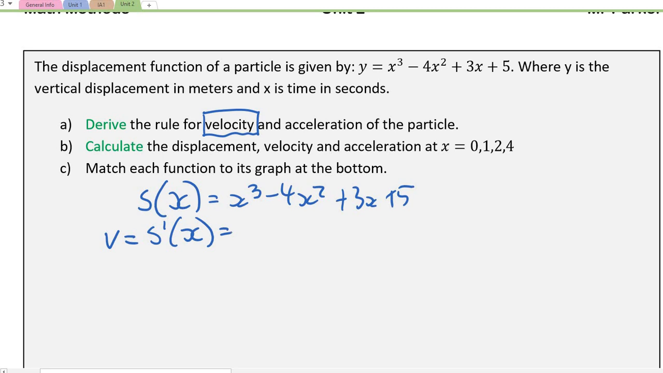What is the derivative of x cubed, rather? 3x squared. What's the derivative of minus 4x squared? Minus 8x. And then the 3x becomes plus 3. And the poor little 5, we don't care about. Well, that was easy, wasn't it?